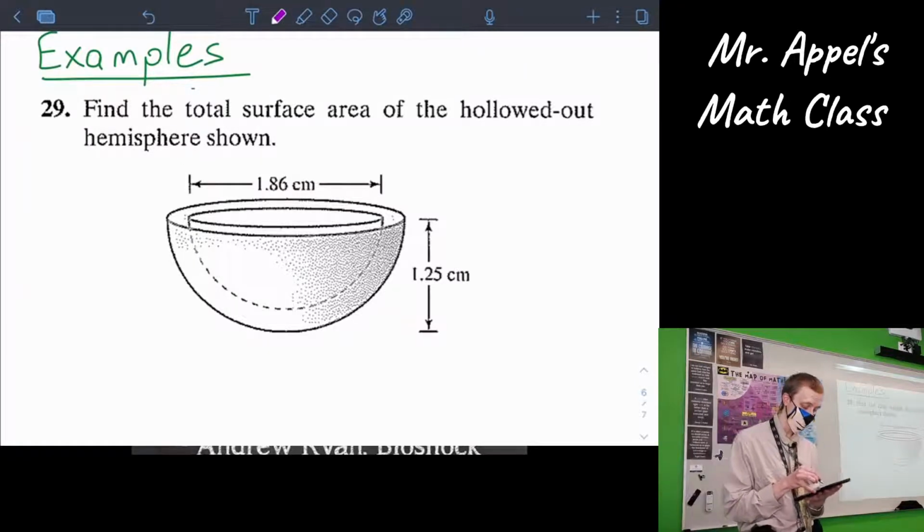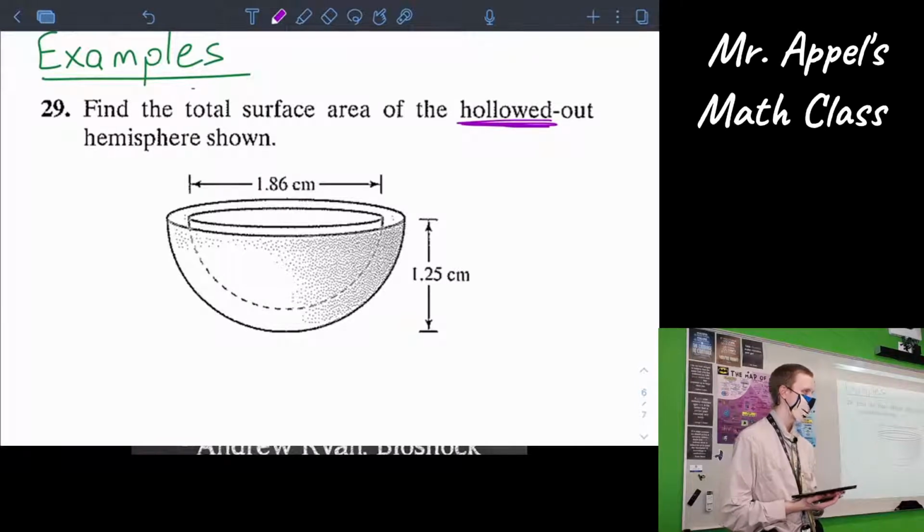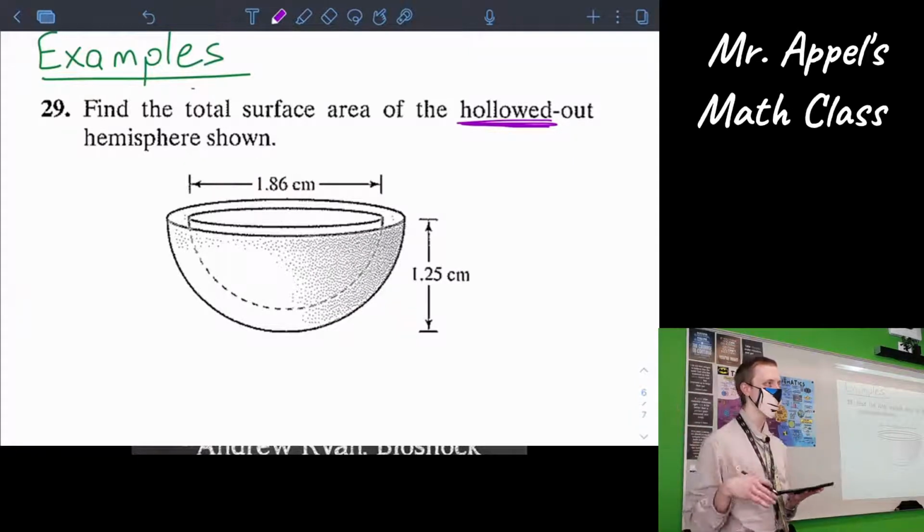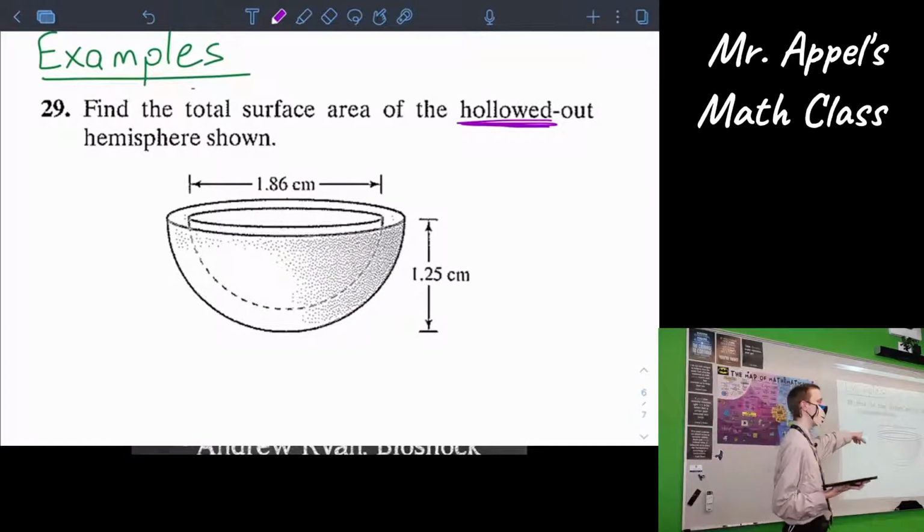Notice this one. This is a very common feature with these 3-dimensional shapes. The SAT will love to throw these kinds of questions on you. They'll hollow something out. Okay? So it's not just a hemisphere. It's a hollow hemisphere. And we've got to work both sides.